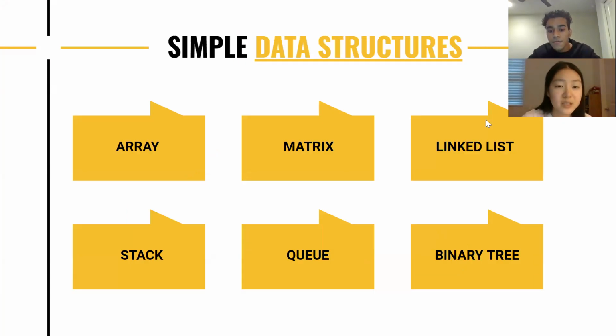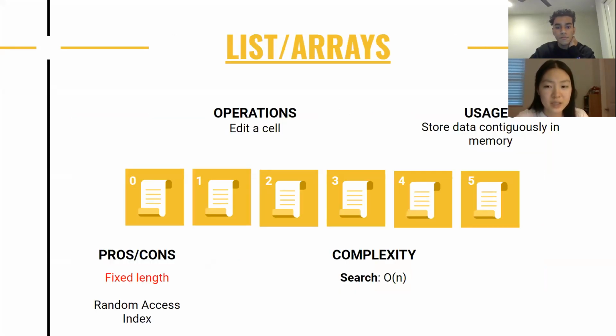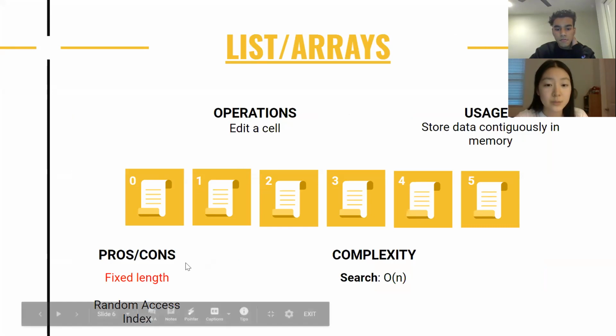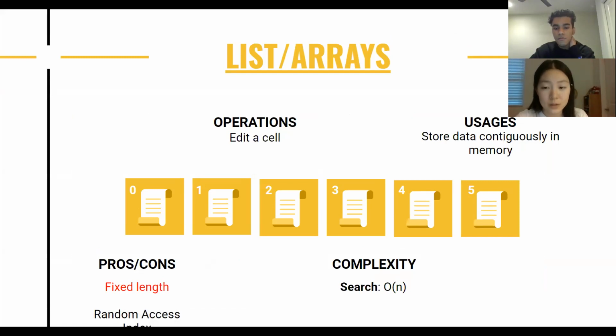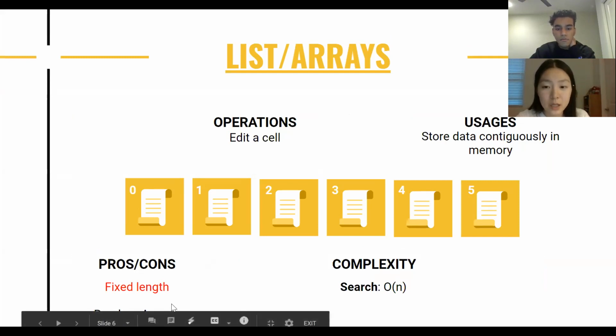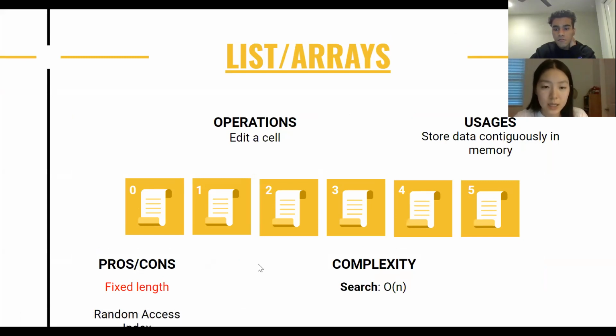Okay, so here are the simple data structures we'll be covering today. The first one we'll be going over is an array. An array is a convenient data structure because any element in the array can be accessed by using an index. The time complexity to search for a random element is linear, which makes it a very useful data structure for small amounts of data. However, it gets inconvenient when you are storing larger amounts of data.